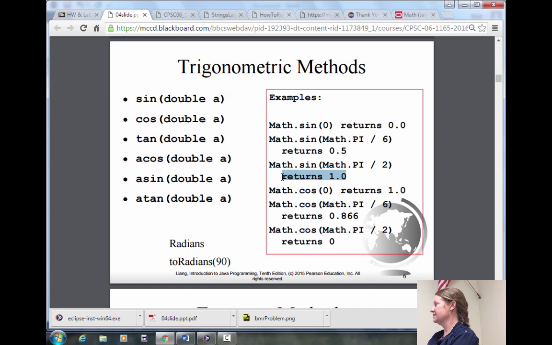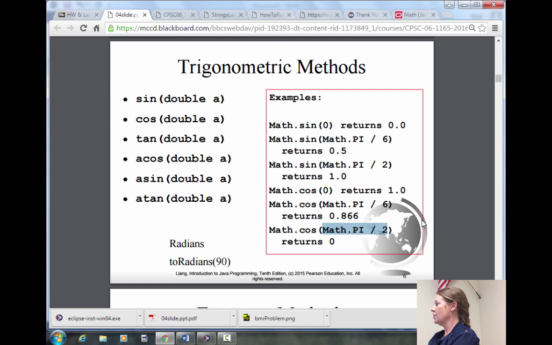If we do sine of pi divided by 2, it returns a 1 to us. I'm assuming this is correct. Sine of pi divided by 2 gives you back a 1. And I see some nodding, so I'm thinking we're right. Okay, if I do cosine of 0, it returns a 1. Cosine of pi divided by 6 returns 0.866. And cosine of pi divided by 2 returns 0.